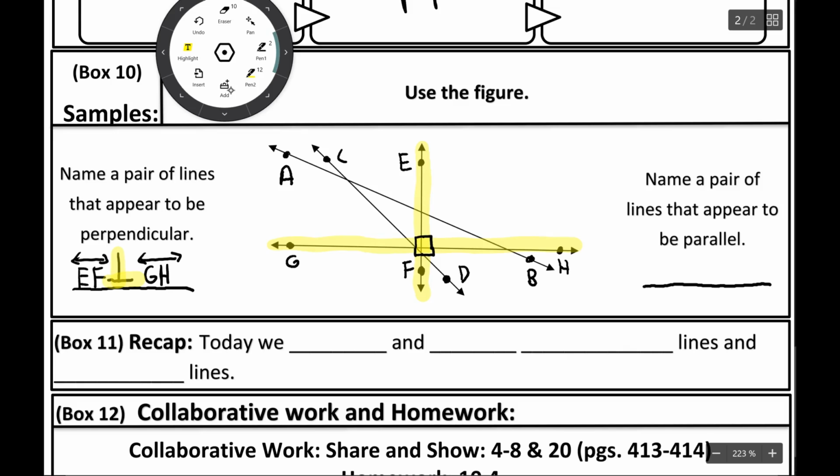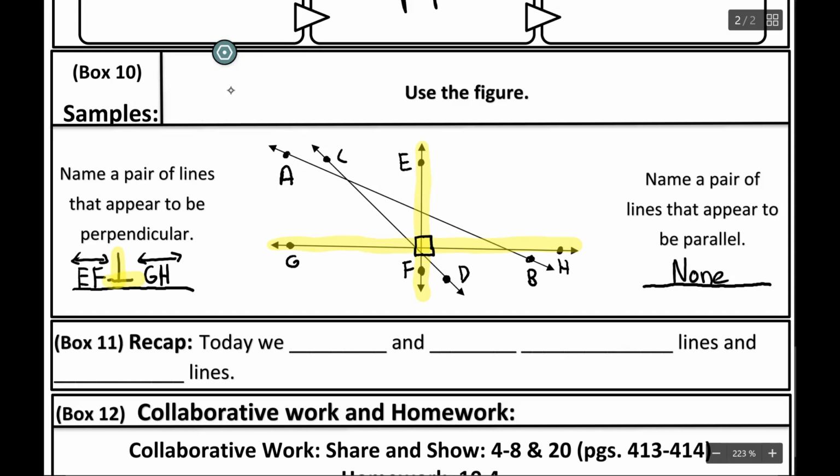Going on to name a pair of lines that appear to be parallel. Remember, parallel lines never, ever touch, okay? They never touch. And let's see if I find any, because I actually don't see any, okay? So this could kind of be considered a trick question, because parallel lines never touch, and they're always the same distance apart. All these lines here appear to be intersecting. They all cross at one point. Okay, so right here I would just write none. Okay, kind of keep that in mind.